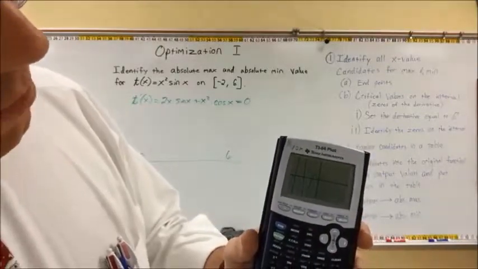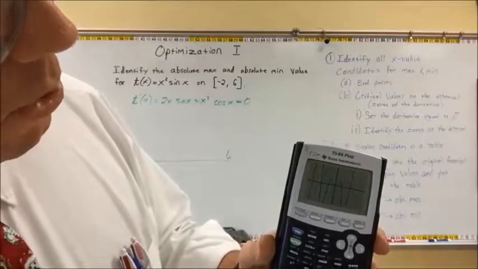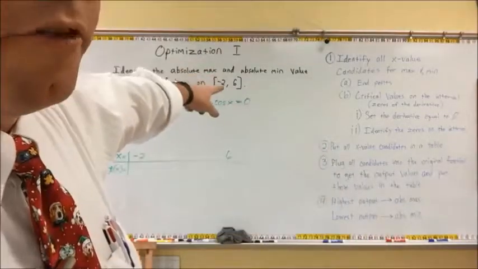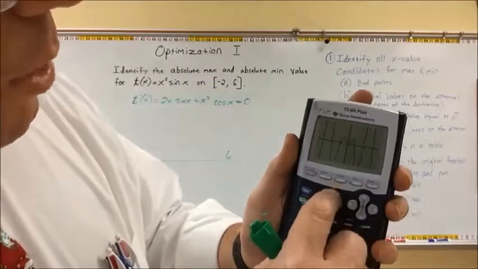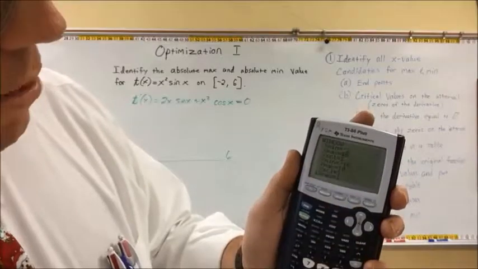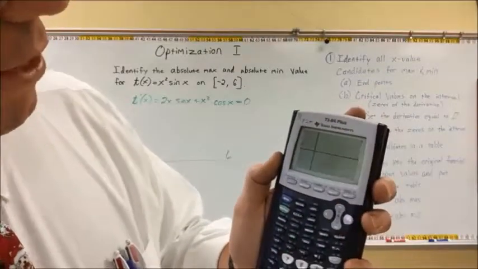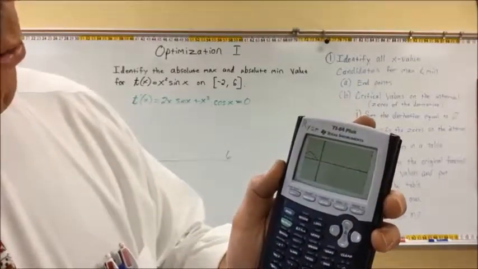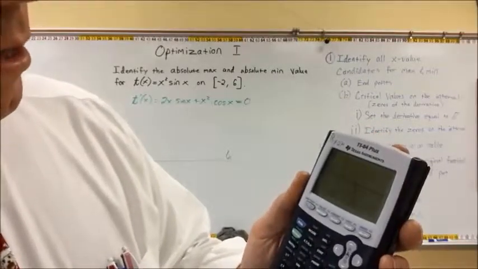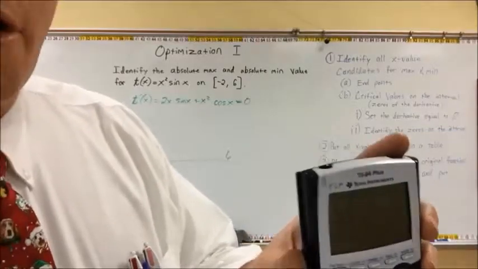All right, looking pretty crazy. Now, I'm looking for all of the zeros that only go between -2 and 6. So I'm going to hit window, and for x min, I'm going to key in -2, and for x max, I'm going to put in 6. Then I'm going to hit graph again. Now it's only going to show me the zeros that run between -2 and 6. And it looks to me like there are 2 of them.